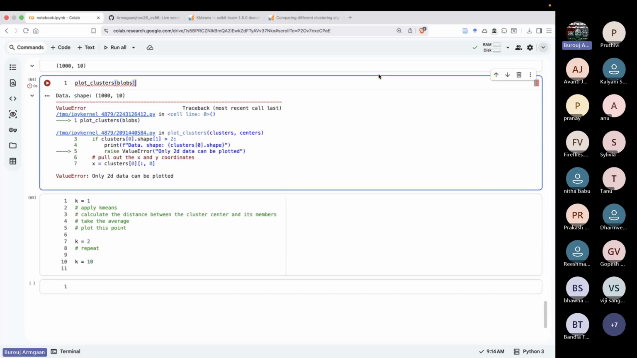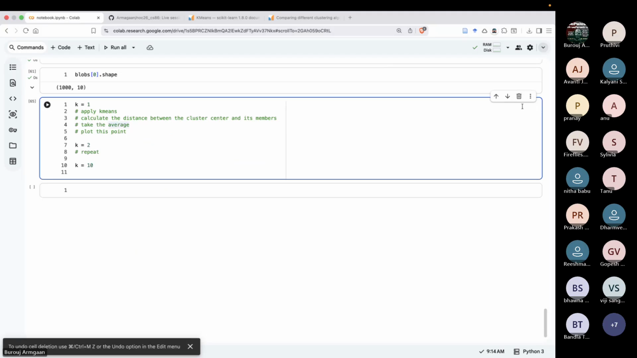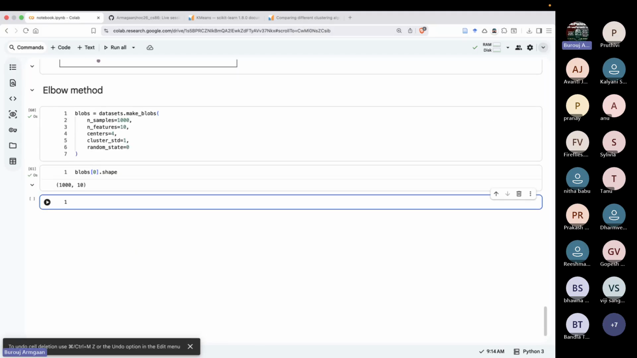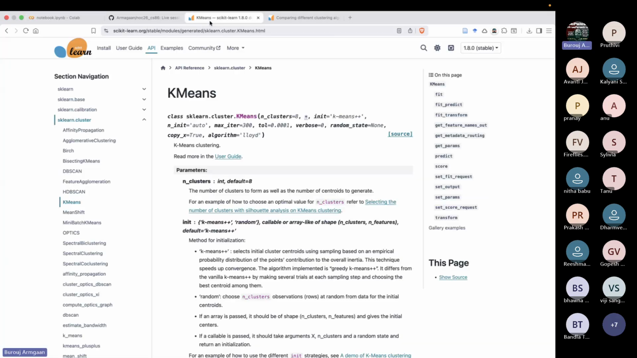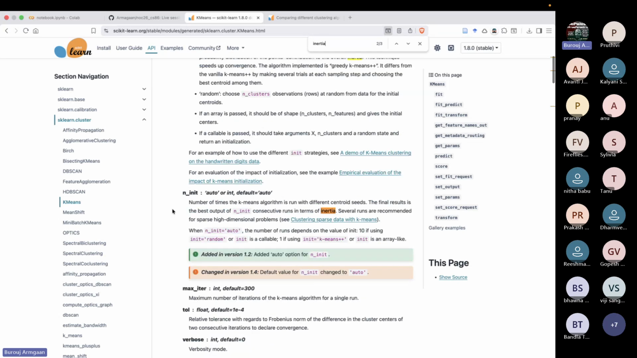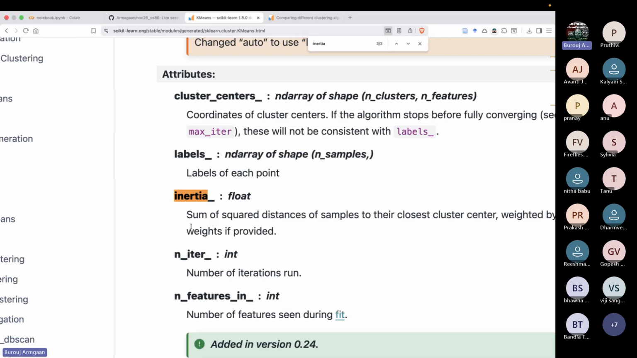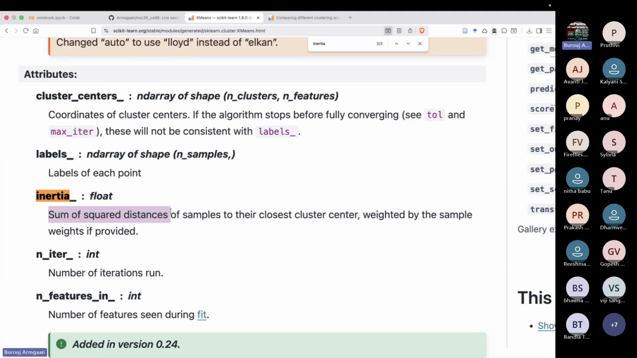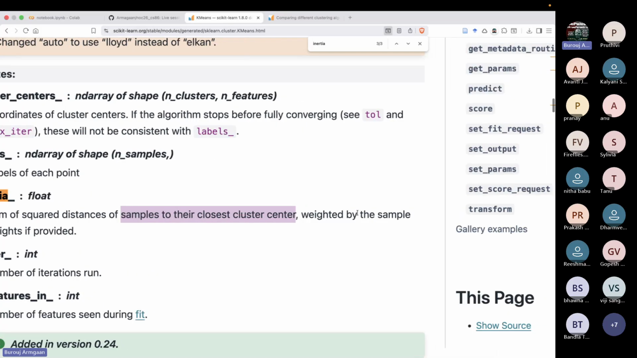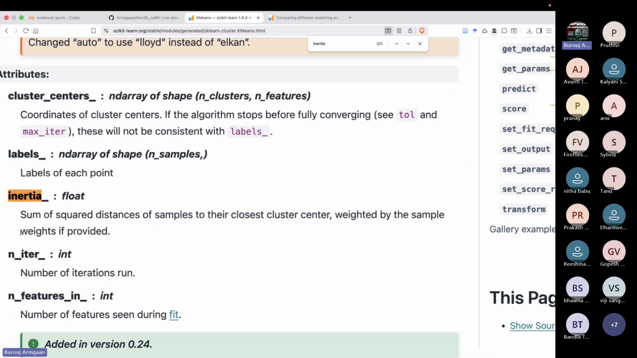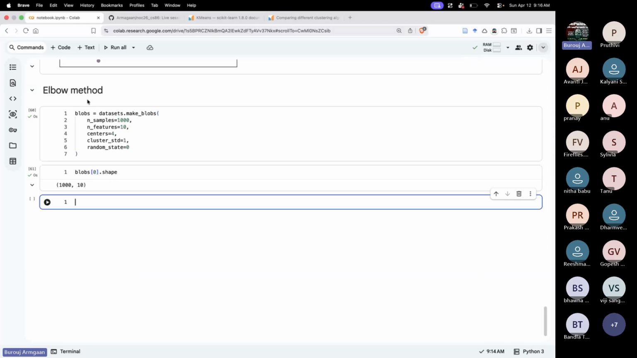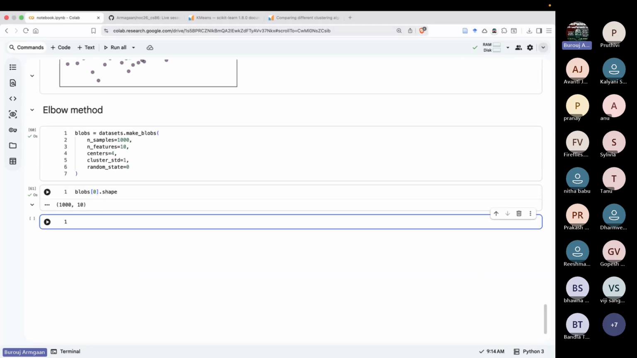Okay. So suppose we have created this 10-dimensional data. So what do we do with this? Let's look at k-means, and there is something called inertia. Yep, inertia. So notice inertia is essentially the sum of square distances of samples to their closest cluster center, weighted by the sample weight. So this is essentially the same thing that I told you.